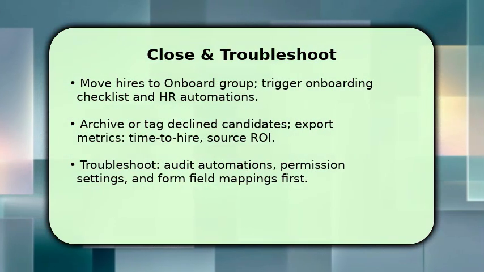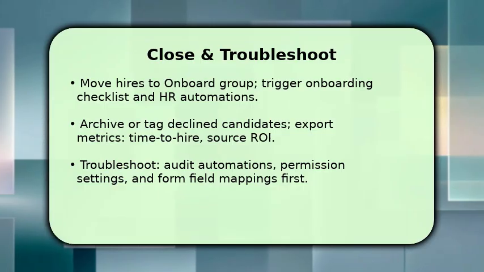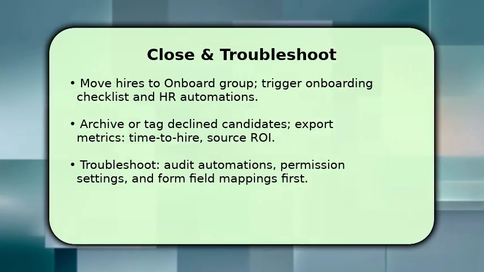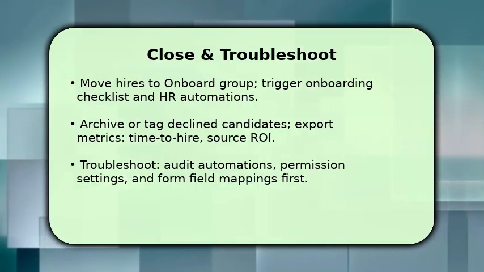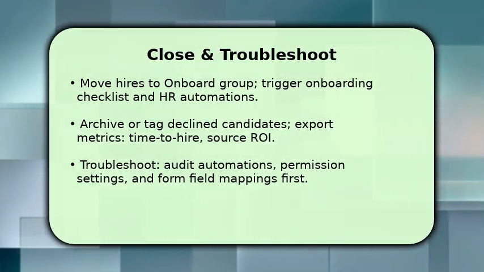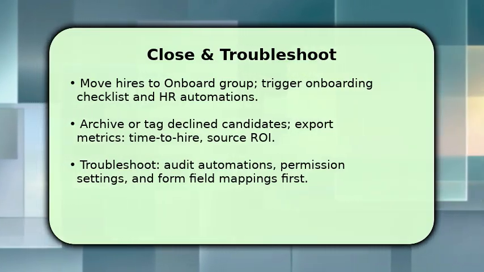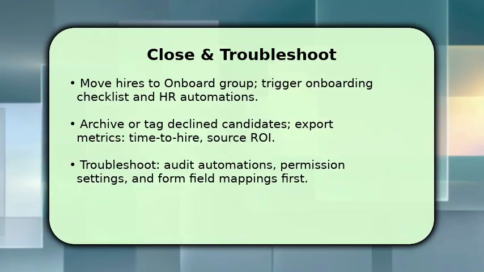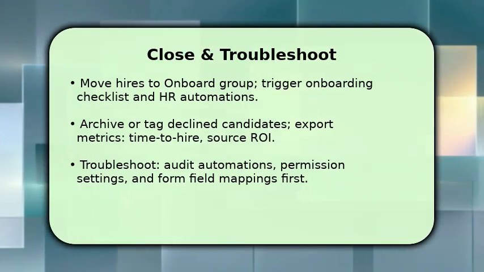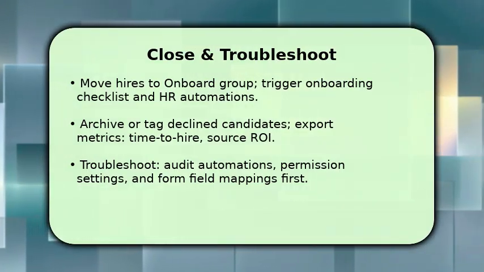To finish, move accepted candidates to an onboard group and trigger an onboarding checklist automation that assigns HR tasks immediately. Once done, archive declined items or tag them for future sourcing, and export time to hire and source ROI metrics for review. If things go wrong, first audit automations and permission scopes, then verify form field mappings.